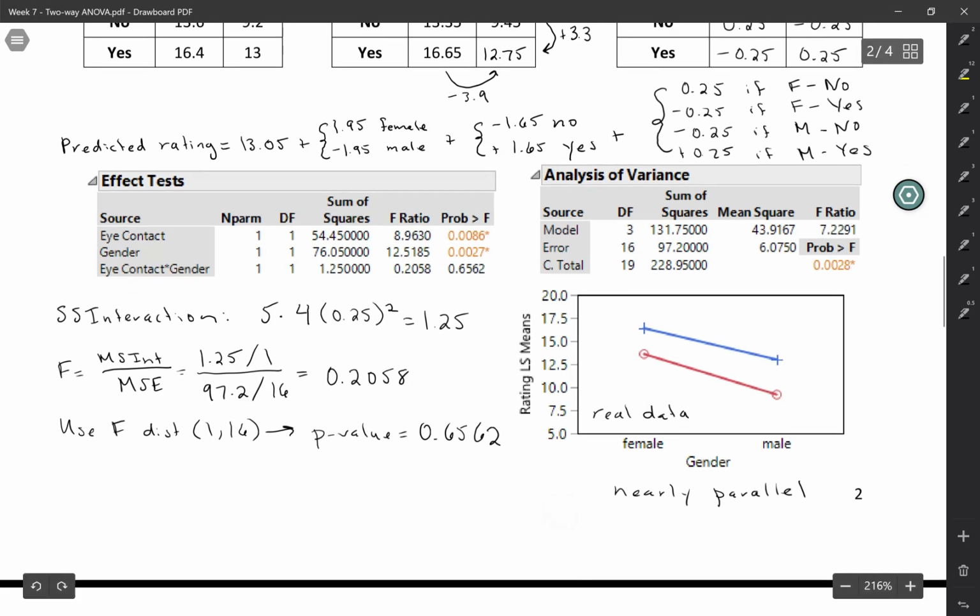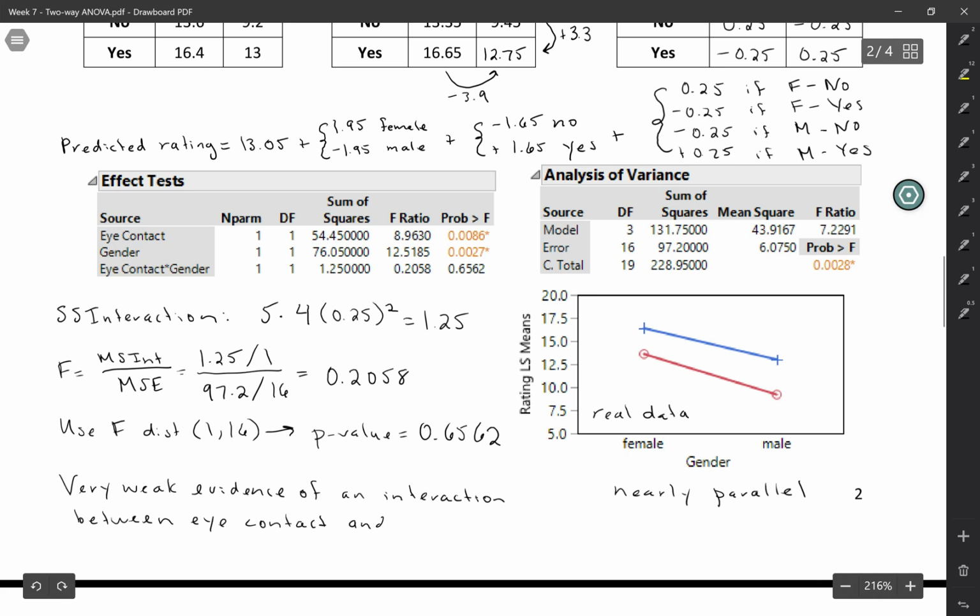Okay, so here we have a very large p-value, larger than any reasonable alpha level. So I would describe this as very weak evidence, and we're always talking about the evidence against the null and for the alternative. So in this case, very weak evidence of an interaction between these two variables, an interaction between eye contact and gender. Okay, so very weak evidence.